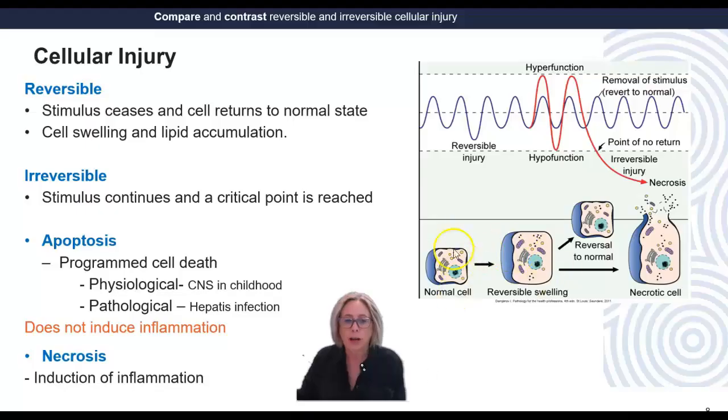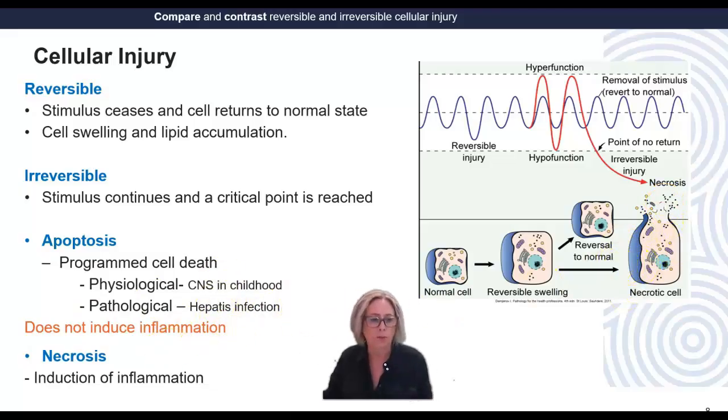So if you look here, we have our normal cell. There's some sort of injury that's leading to this swelling that's reversible up to a point. Say it's hypoxia causing it to swell. Once that hypoxia is resolved, that cell returns to normal. However, if it's not, then you can see this cell here is reaching this point of no return, becomes an irreversible injury, and that cell dies via necrosis, which does involve the induction of inflammation.